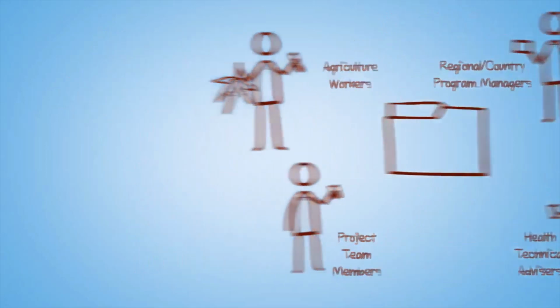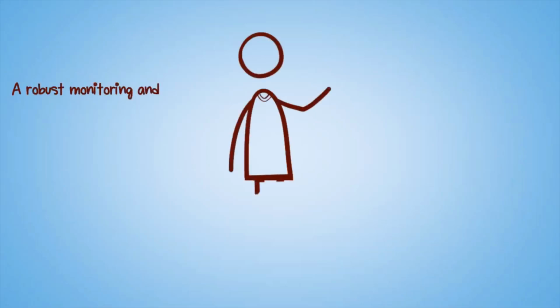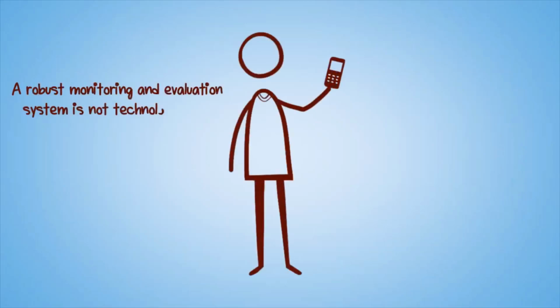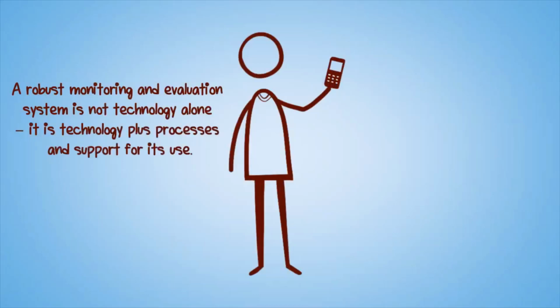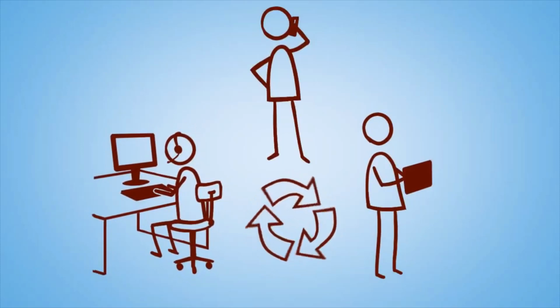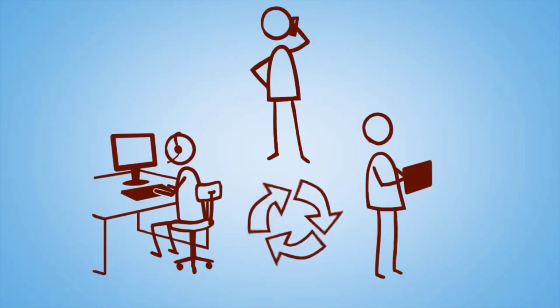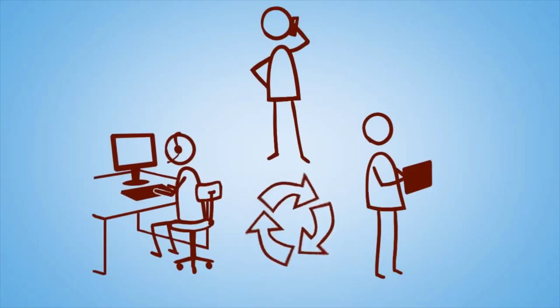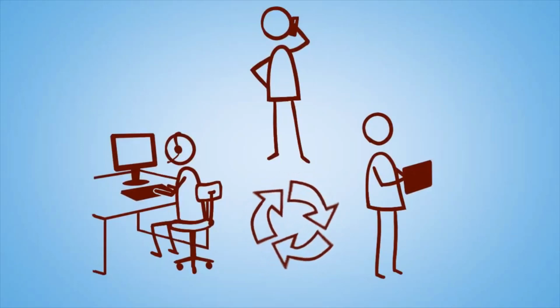But we are not done. A robust monitoring and evaluation system is not technology alone. It's technology plus processes and support for its use. Users require ongoing training and support to effectively set up and use a monitoring and evaluation system. System components break and become obsolete over time. A sound support model is critical to ensure that M&E systems can be adapted from project to project, that they can be effectively deployed, and that they remain fit for use.